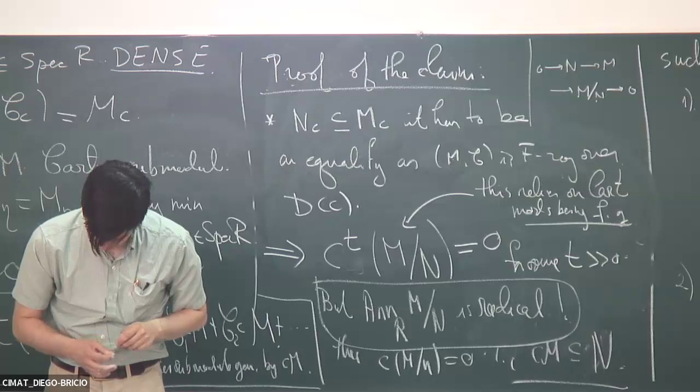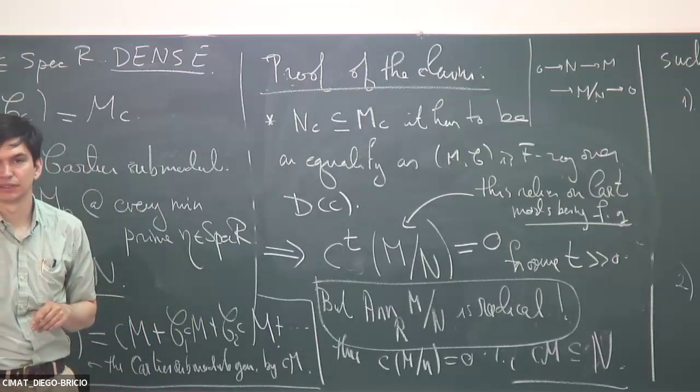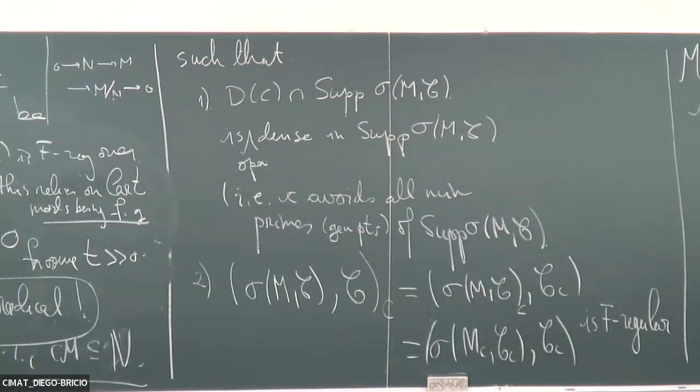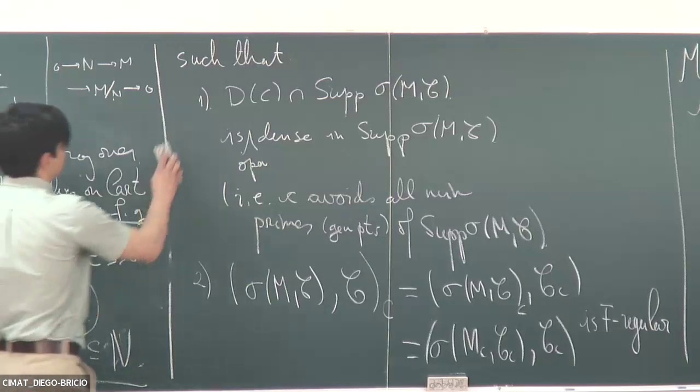Okay. So let's work on the converse. We proved that if you have generic F-regularity, the test ideal exists. Let's prove the other direction.